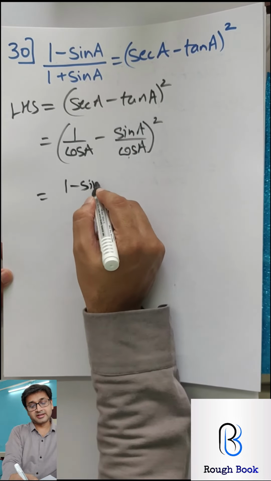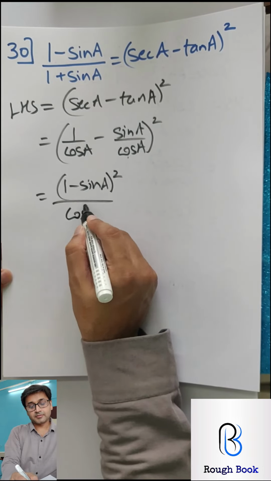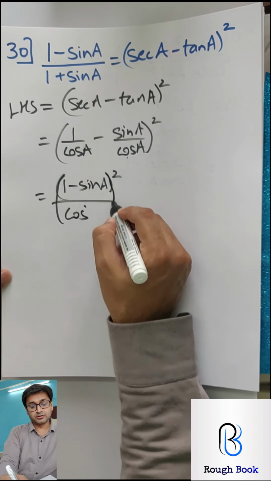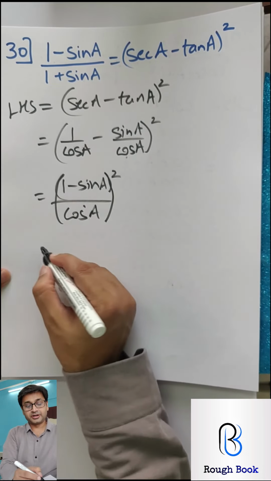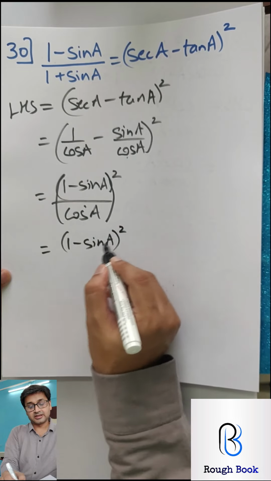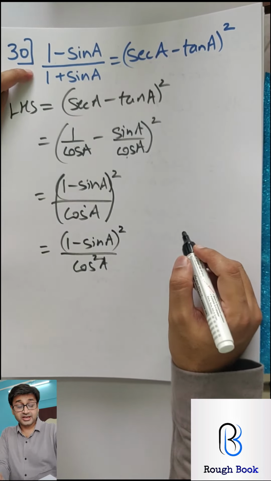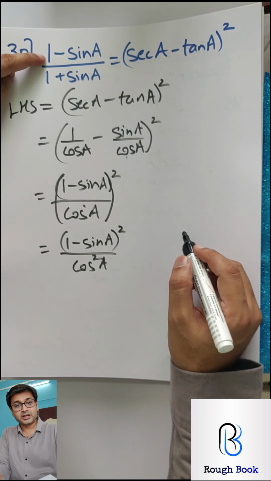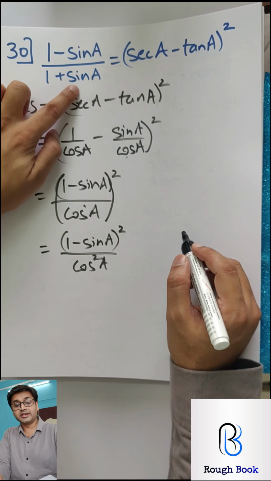So I'll get 1 minus sine A, the whole square, upon cos A, the whole square. Correct? LCM, because denominator is same. Now I am segregating this. I am writing it as 1 minus sine A, the whole square, upon cos square A. Am I close? Yes. At least numerator, some part I have received. Denominator, not yet. I don't need cos. What I need is sine.